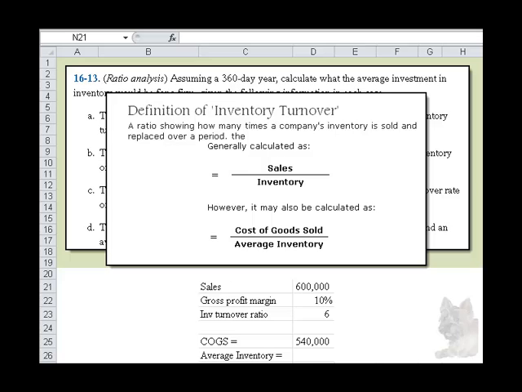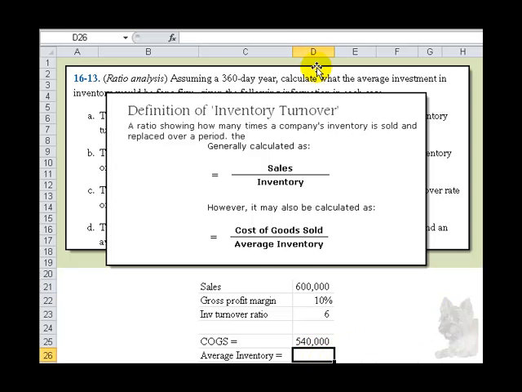Now I dropped the definition of inventory turnover on the screen. Some people calculate it as sales divided by inventory, but the more technical answer is that inventory turnover is cost of goods sold divided by average inventory. Well, if we have the inventory turnover ratio and we have cost of goods sold, we can use simple algebra to solve for the unknown, and the unknown is average inventory in this case.